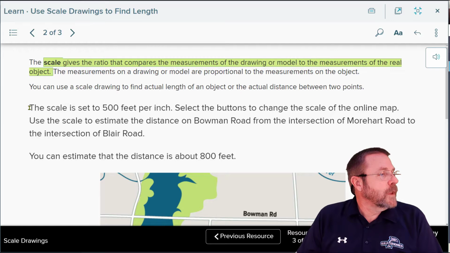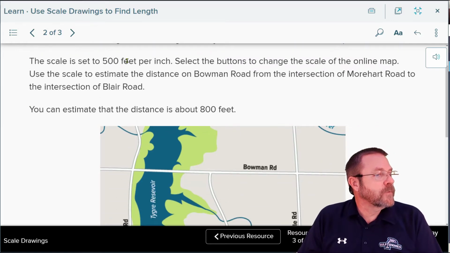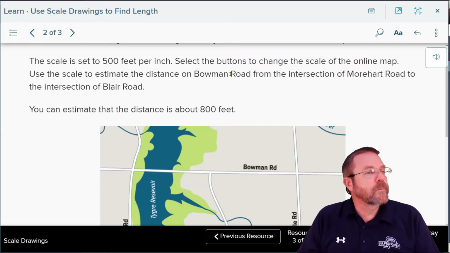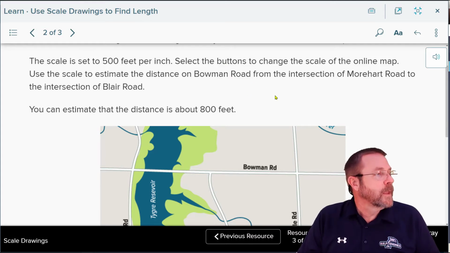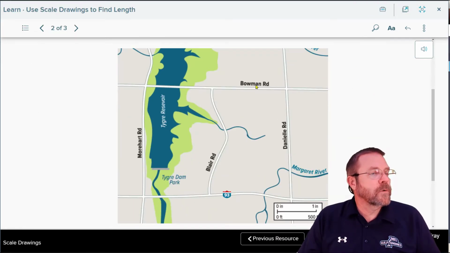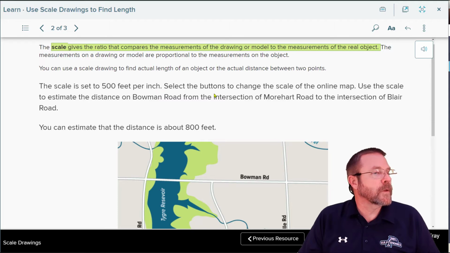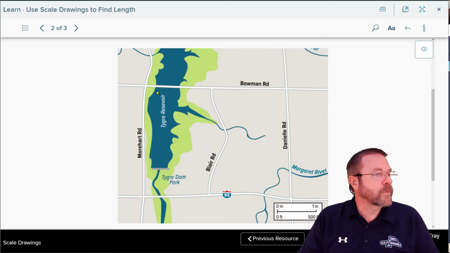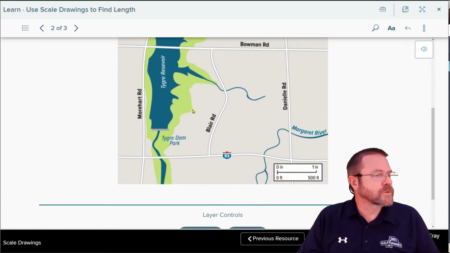Let's see here, the scale here is set at 500 feet per inch in this drawing, so we're going to select some buttons to change the scale to the online map and use the scale to estimate the distance between the intersection off Bowman Road and Moorhead Road to the intersection of Blair Road. So we're going to take a look here. We've got Bowman Road here, and we want an intersection between Blair Road and Moorhead Road. And make sure I got that right. I say Bowman, Moorhead, and Blair. So, yep. So, problem is we got kind of 2 of those intersections to look at here.